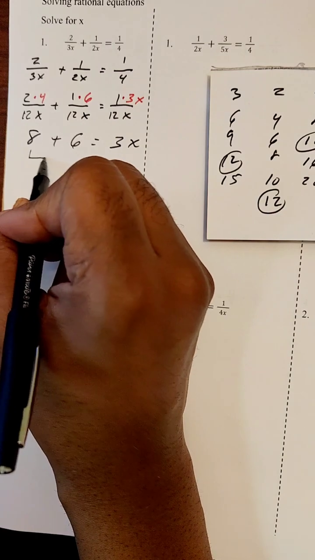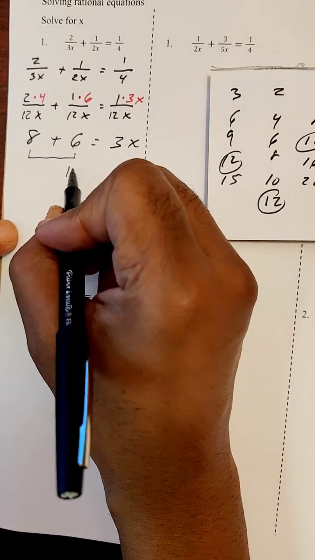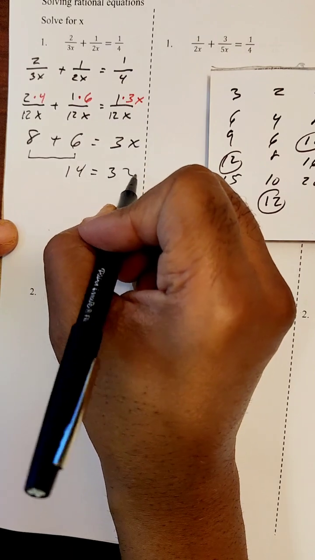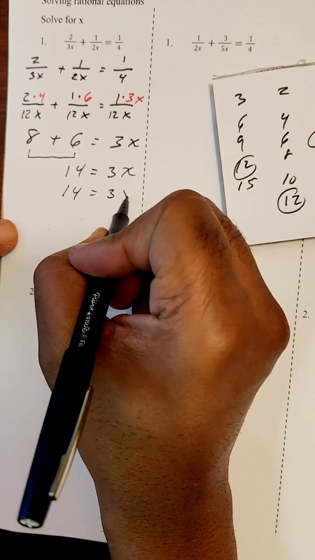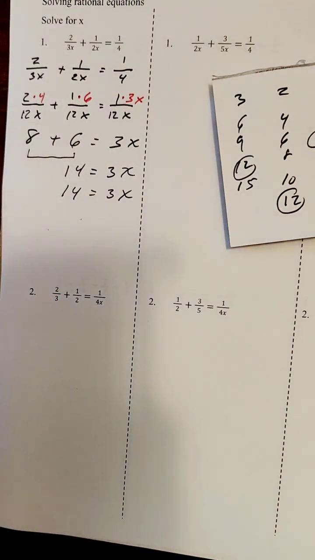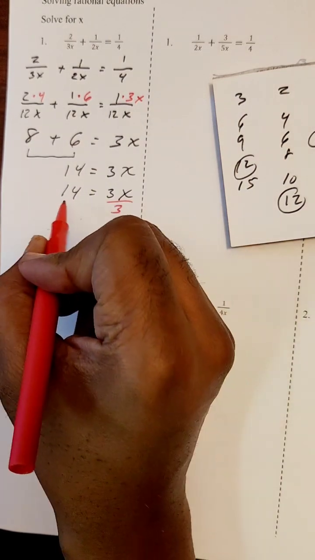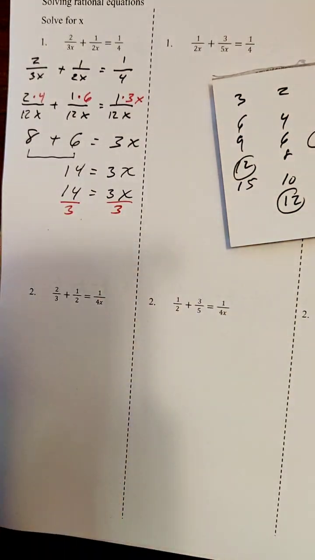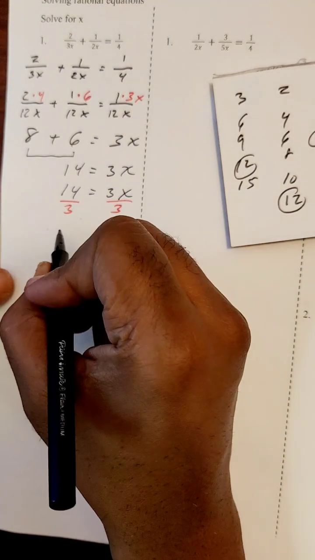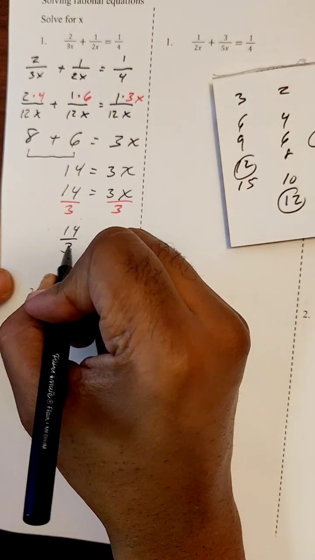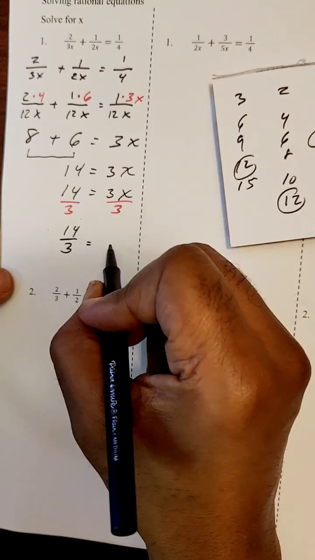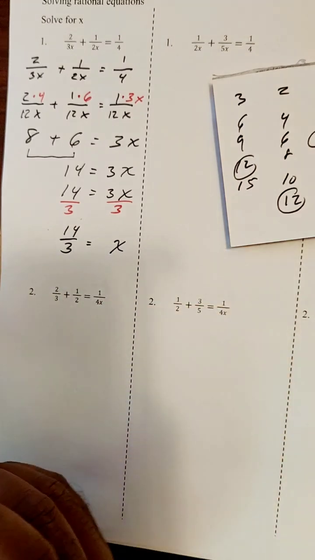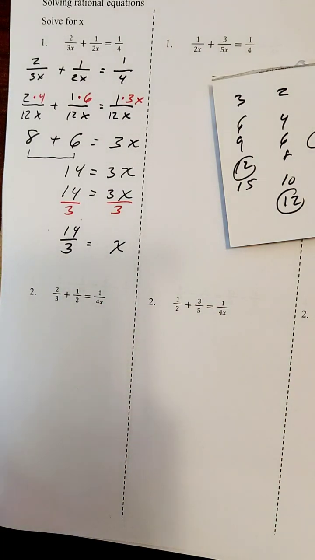So same signs will add, and we're going to get 14 equals 3x. And then to finish solving for x, we're going to divide both sides by 3. Divide by 3, divide by 3. And 14 over 3 does not simplify, so it stays. But 3x over 3 does simplify to 1x. And that's our answer.